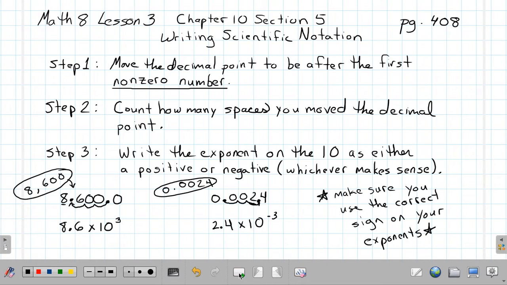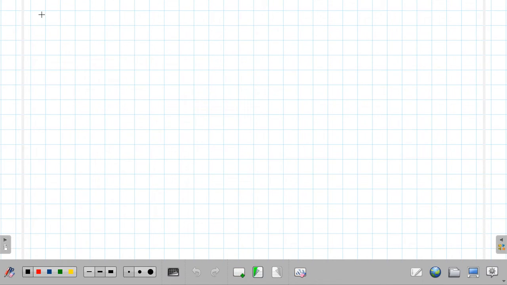So with that being said, let's go ahead and jump into the examples. We've got 3 different examples here, 3 different types of questions you could be asked, so do pay attention to all 3. Let's go ahead and look at example 1.